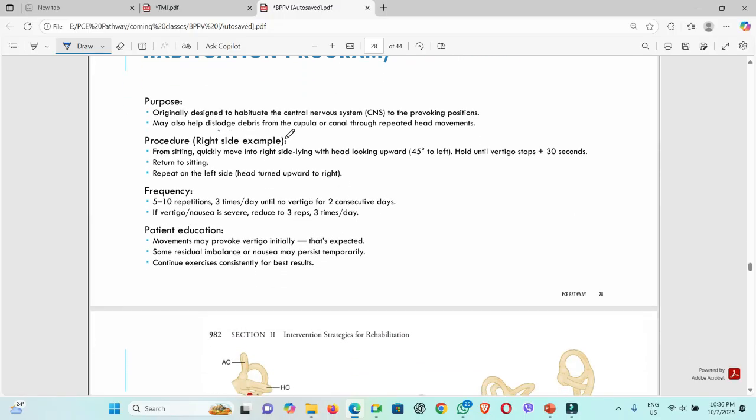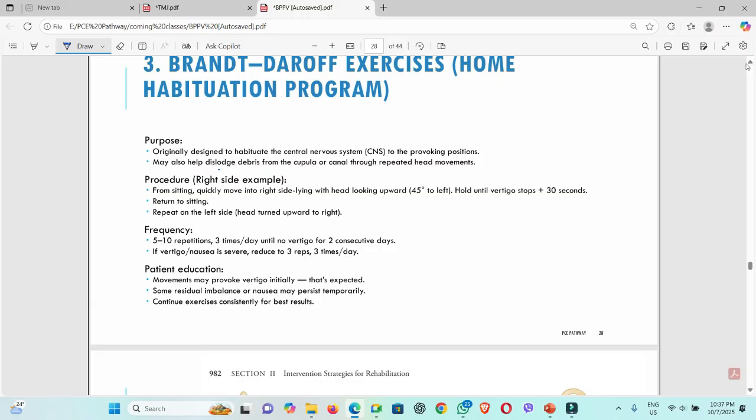Procedure, starting with the right side. From sitting, quickly move into right side lying with head looking 45 degrees to the left. Hold until vertigo stops, plus 30 seconds. Return to sitting. Repeat on the left side. Frequency: 5 to 10 repetitions, 3 times per day until no vertigo for 2 consecutive days.